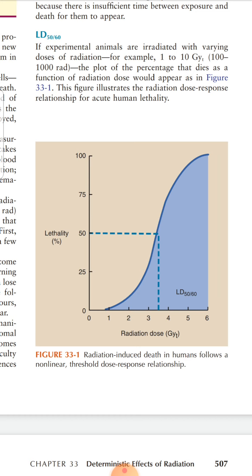graph that we have taken two factors, and these are radiation dose and lethality rate, and we have taken radiation dose on the x-axis and lethality rate on the y-axis. So according to this graph, in human beings we need at least 350 rads or 3.5 Gy dose to cause at least 50% lethality rate in human beings.